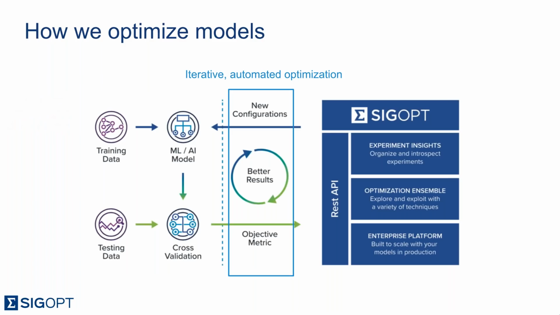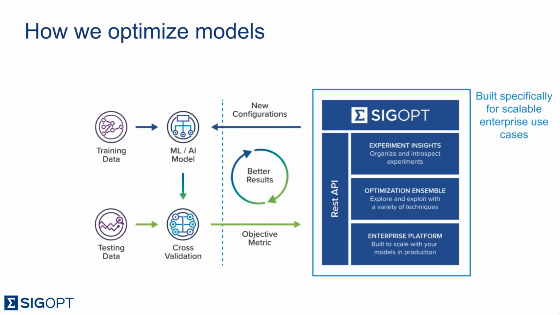We also run an iterative automated optimization process to accelerate experimentation. Because it's completely automated, this takes the task off your experts' plates. And finally, we are specifically built to scale for the enterprise. Our robust API, sophisticated optimization solution, and comprehensive web dashboard are all built with enterprise-grade reliability as a first priority.